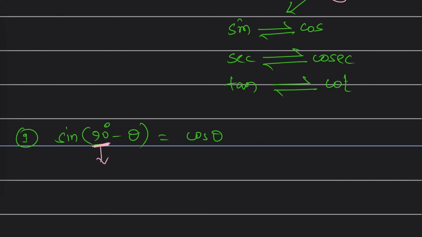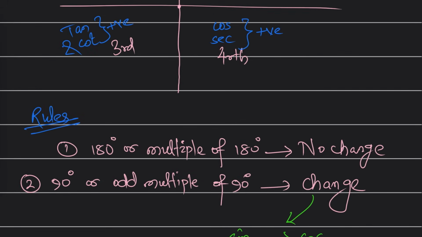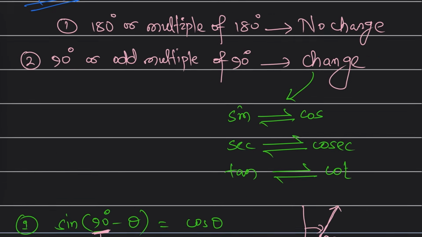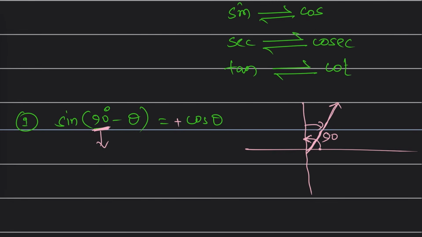Next, what to write, positive or negative? Let me show you in the quadrant. 90 is from here, the principal axis, to here, it is 90 degrees. 90 minus theta means you will go back again. In which quadrant are you lying now, sir? This is in the first quadrant. If it is in the first quadrant, what did I say? All positive. So it is going to be positive cos theta. That's why sine of 90 minus theta is cos theta.